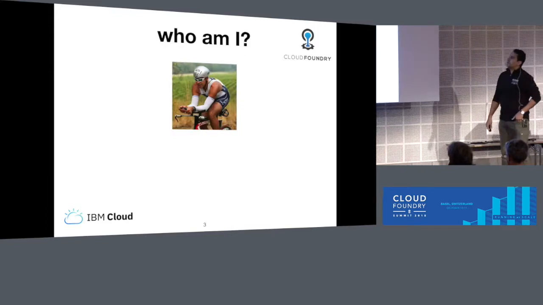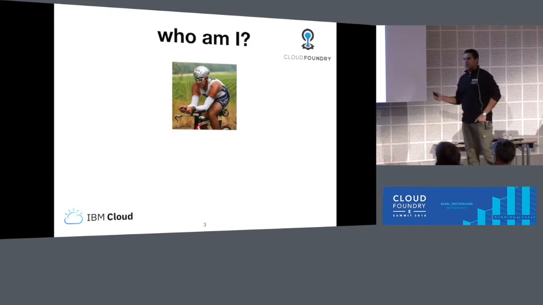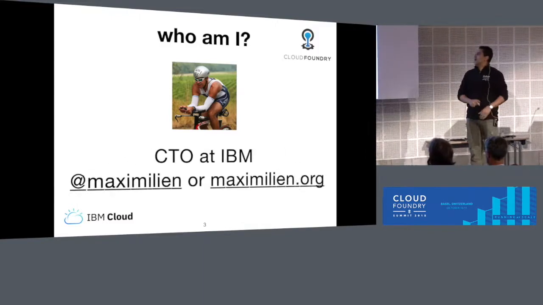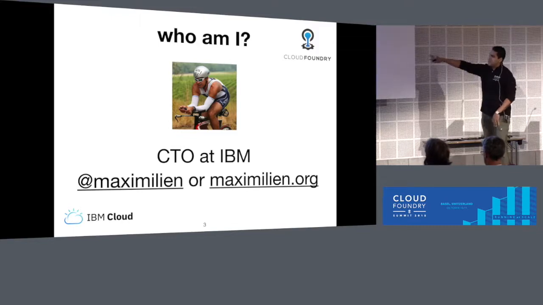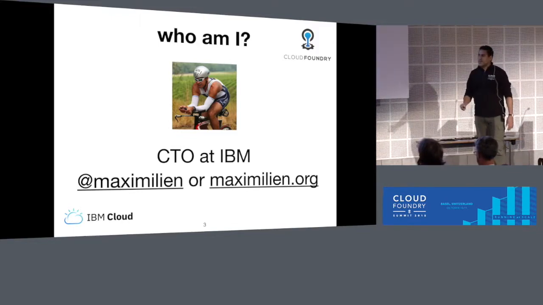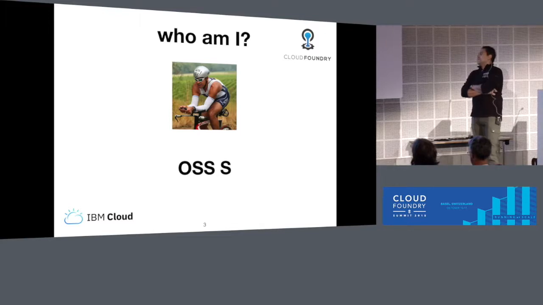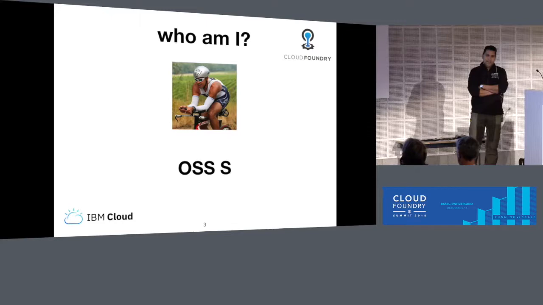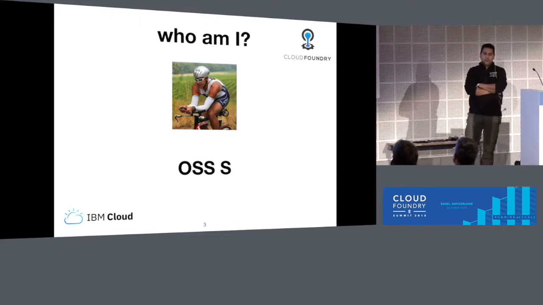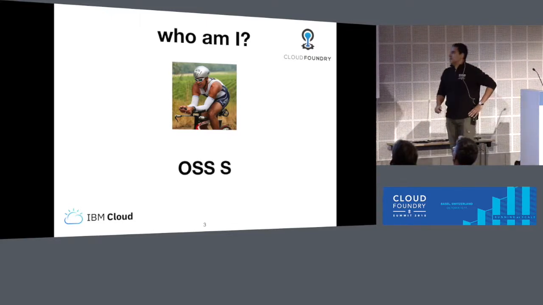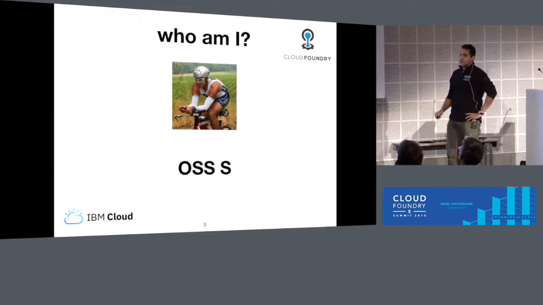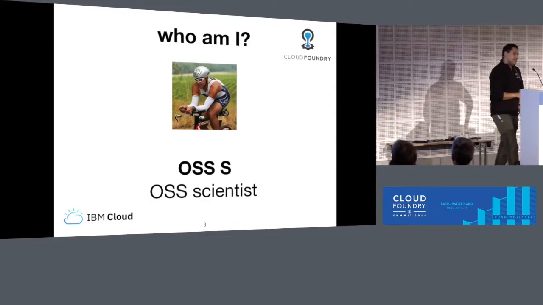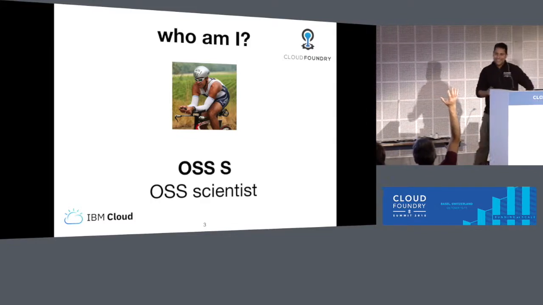So first thing is, who am I? You all know about me, but I wanted to clarify why I'm doing this kind of thing. So I'm CTO at IBM. You can find me all here. But really, I consider myself an OSS. What is that S? It's important. Before being in Alex's team at IBM and doing OSS, working a lot with Pivotal, I used to be a scientist. So I consider myself an OSS scientist. And you will see why that is relevant. So remember that.